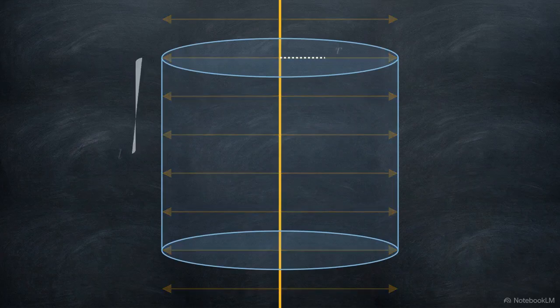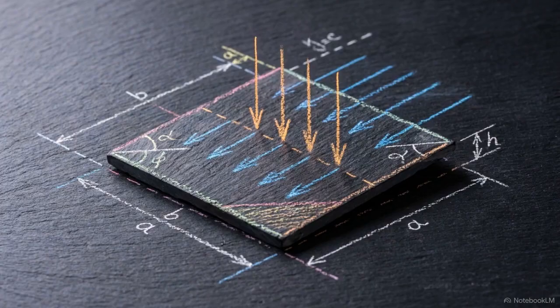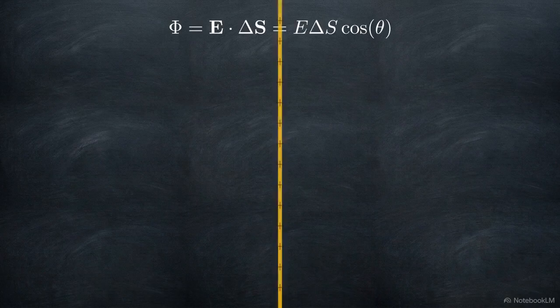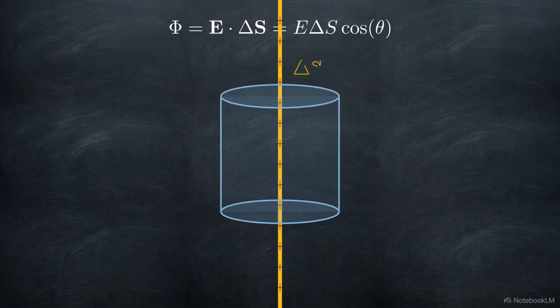We need an imaginary 3D boundary that matches this radial symmetry. A cylinder is the appropriate choice. We will define its radius as r and its length as L. For the math to work, the electric field must be either parallel or perpendicular to the surface's area vectors. We calculate the electric flux as the dot product of the electric field vector and the area vector.